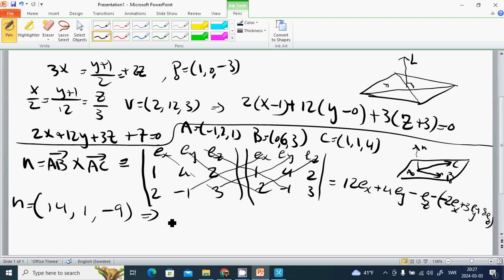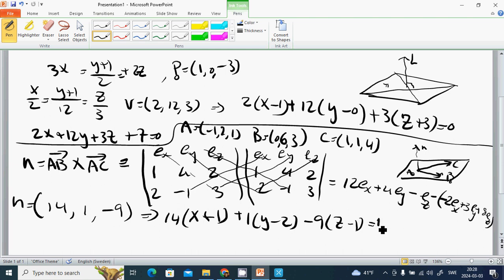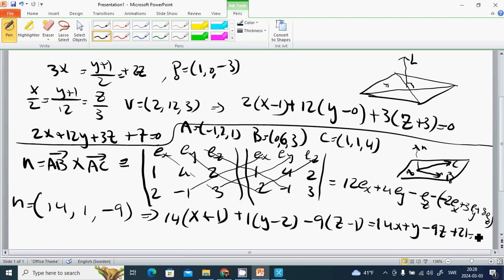Then the plane, with the normal, is 14 multiplied by (x plus 1) plus 1 times (y minus 2) minus 9 times (z minus 1) equals 14x plus y minus 9z plus 21 equals 0. That is the plane.